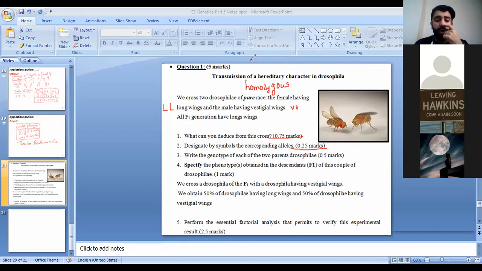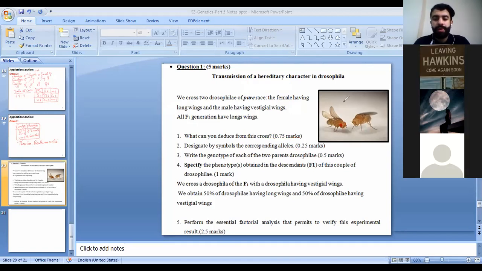Okay, Fadl, part 4. Read the question, please. Specify the phenotypes obtained in the descendants F1 of this couple of Drosophila. Okay, so specify the phenotypes in the F1. What is the phenotype in the F1? He is telling me "specify", meaning we have to justify. So what is the phenotype in the F1?